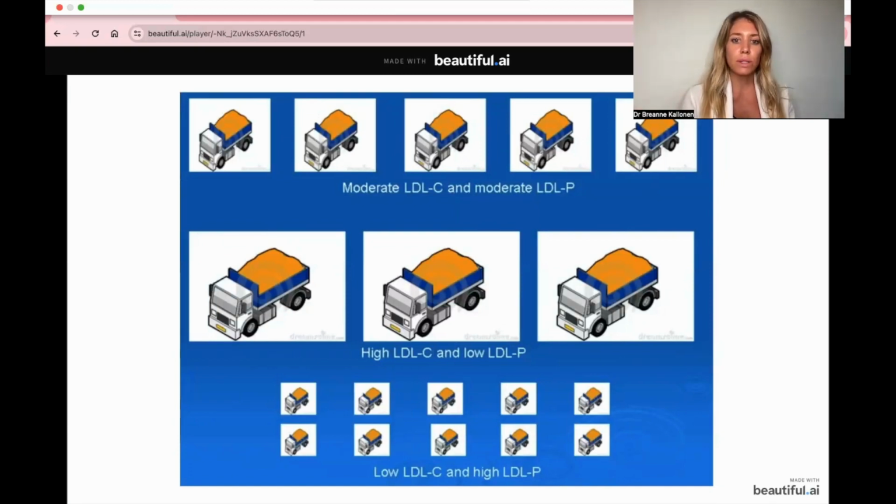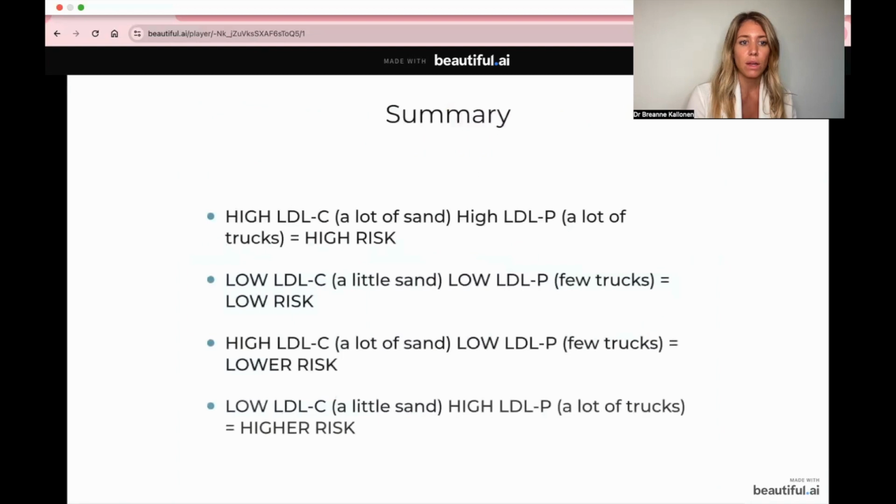This is really, really important because if we just look at the weight, we have no idea how it's being carried around the body. If you have high amounts of LDL, you've got a lot of sand, and you have high LDL particles, it's being carried around in a lot of trucks, that's high risk. A lot of sand carried around in a lot of trucks, high risk. Whereas if you have a little sand and few trucks, that is the lowest risk.